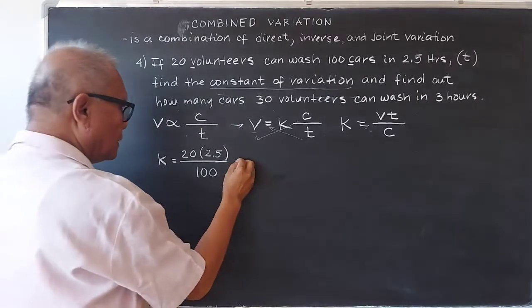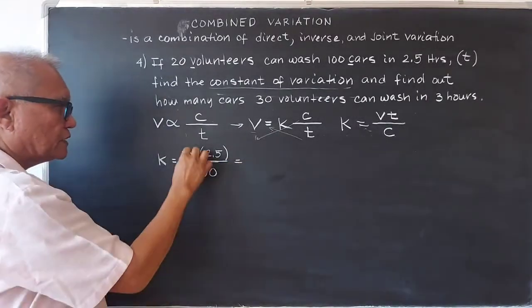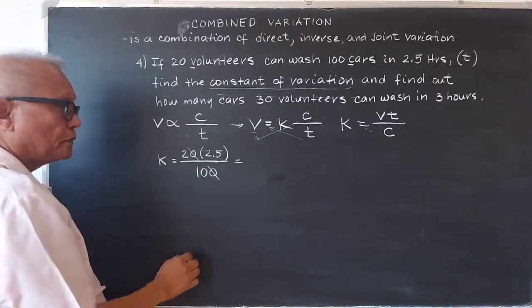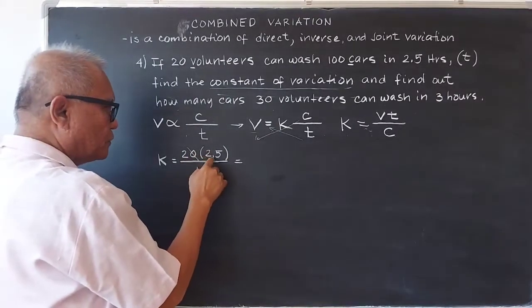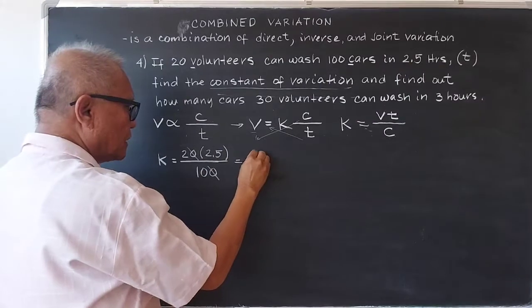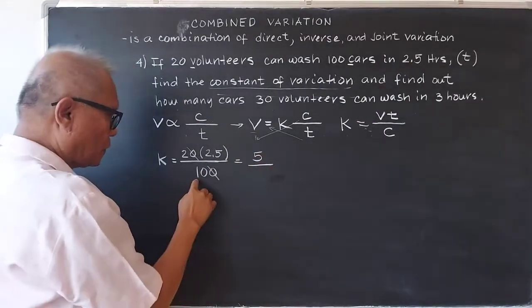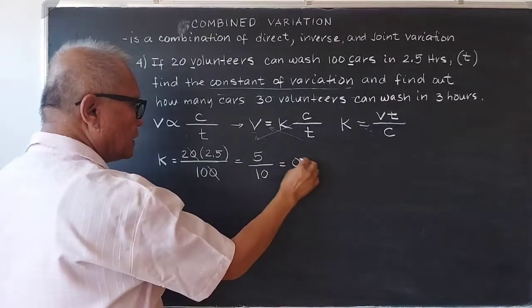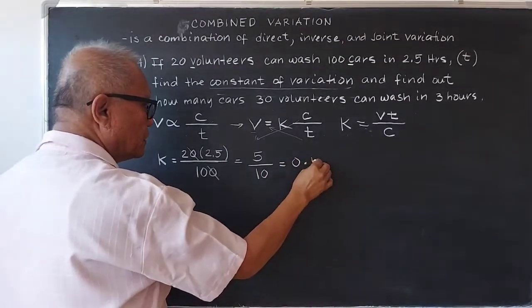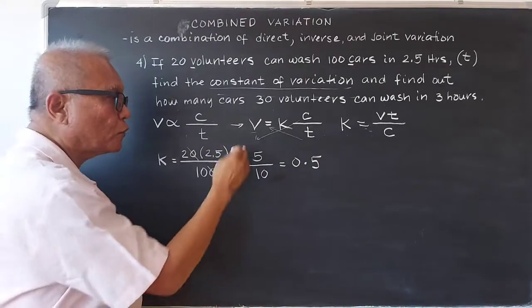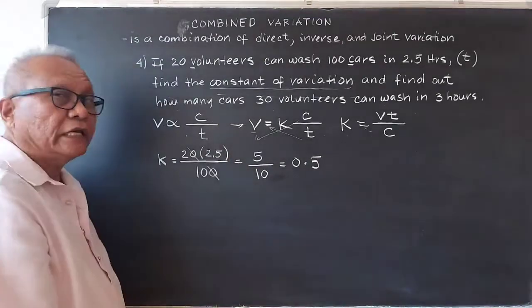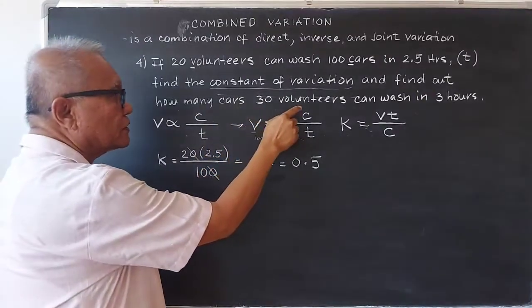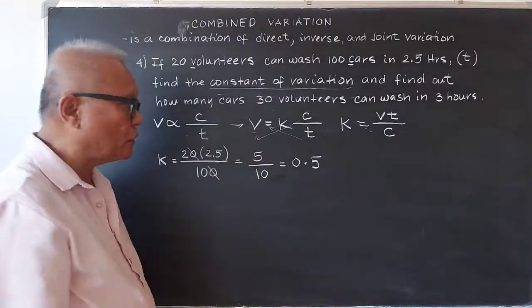So we have here, we can cancel the 0 here and the 0 here. And 2 times 2.5 is 5, over 10 here. So our constant of variation is 0.5 or 1/2 if you want 1/2. Okay, let us find out how many cars 30 volunteers can wash in 3 hours.